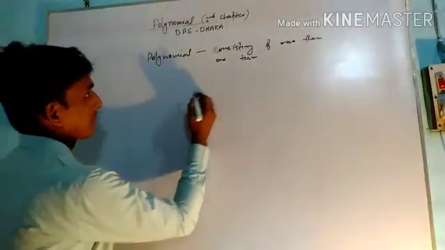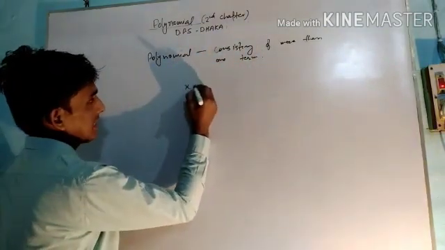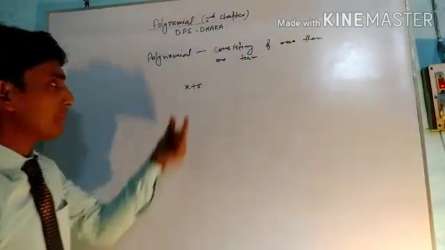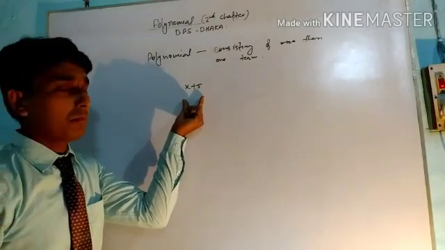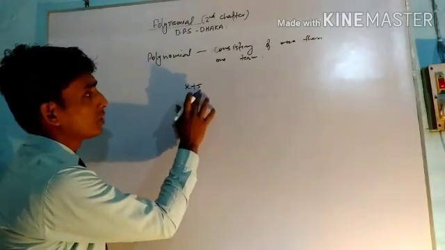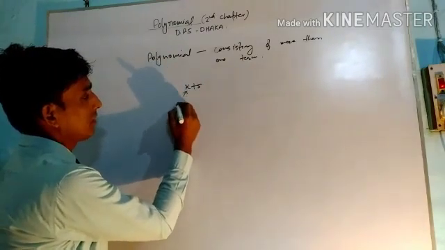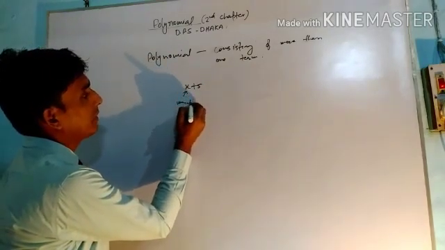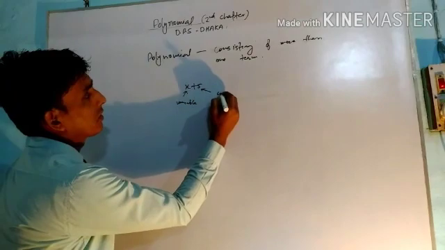For example, it is written as x plus 5. So x plus 5 is a polynomial because this algebraic expression is containing two terms. This term is variable and this term is constant.